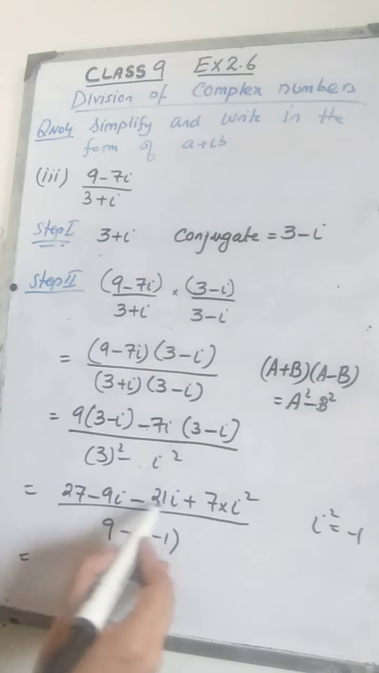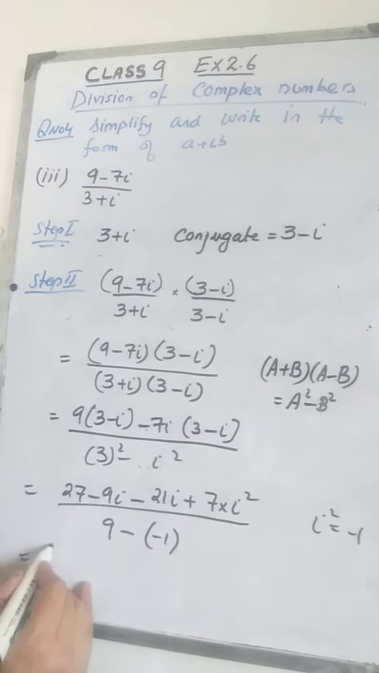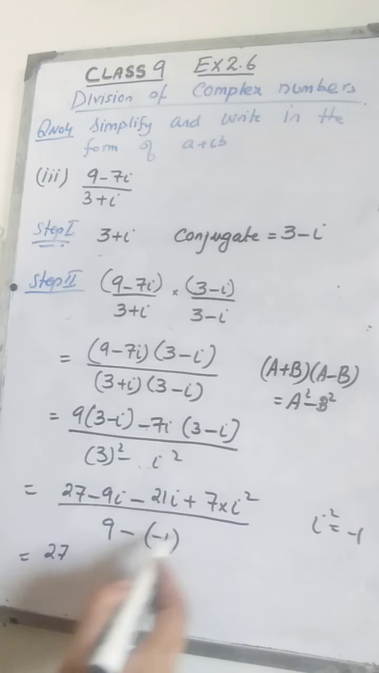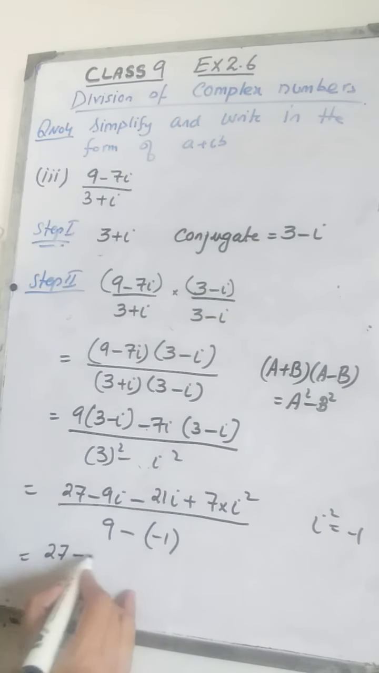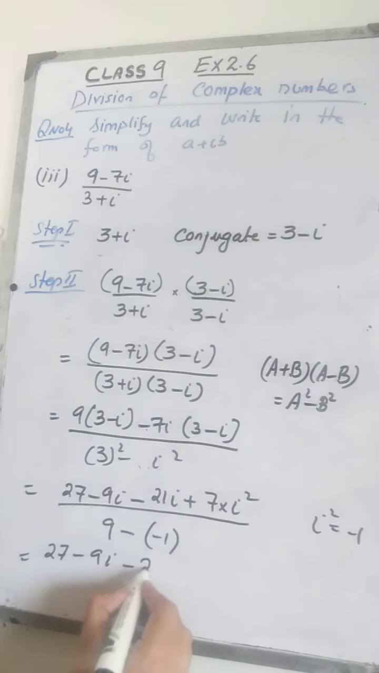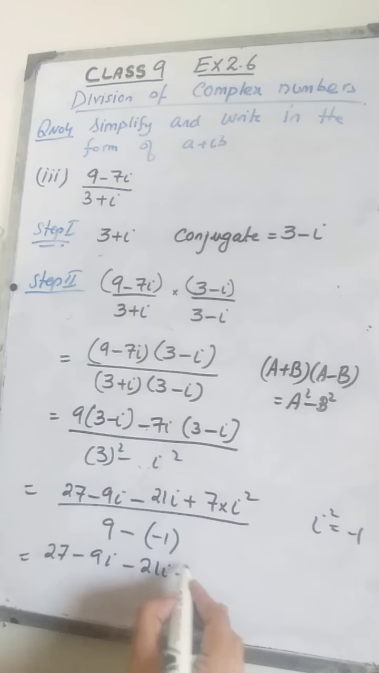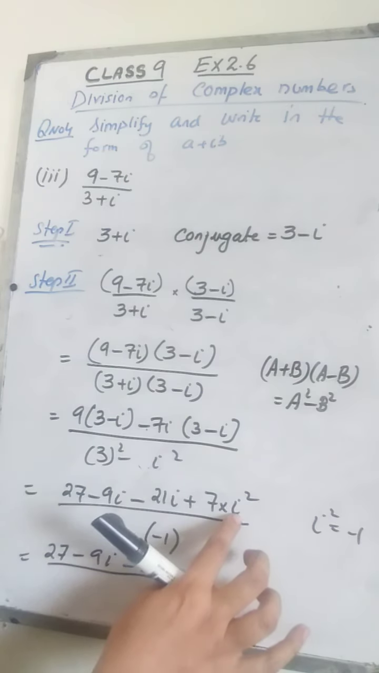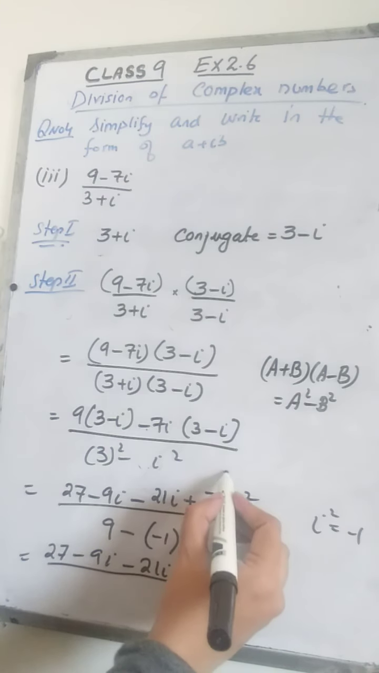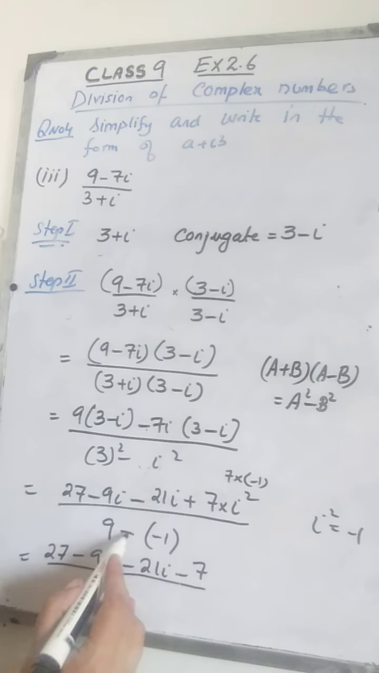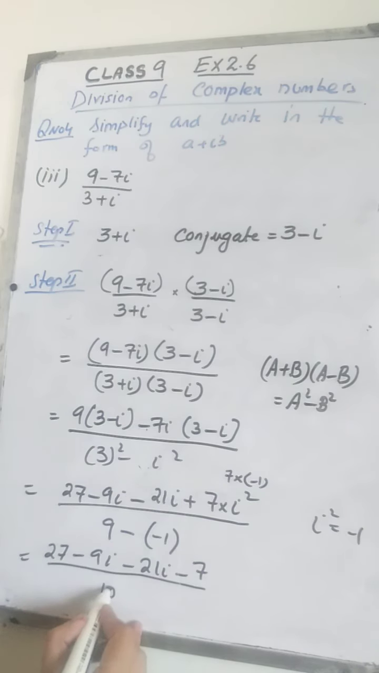So 27, and here this is also going to be minus 1. Let me write it as 9 iota minus 21 iota, and iota square is minus 1, so 7 into negative 1 is negative 7. We are going to get a negative sign over here because this iota square is equal to minus 1, and 7 into minus 1 will be equal to minus 7. 9 minus minus, plus, will be 10.